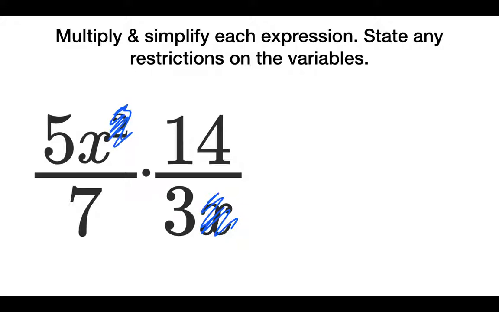Now let's talk about the other diagonal being 7 and 14. Do 7 and 14 have any common factors? Well, let's see.